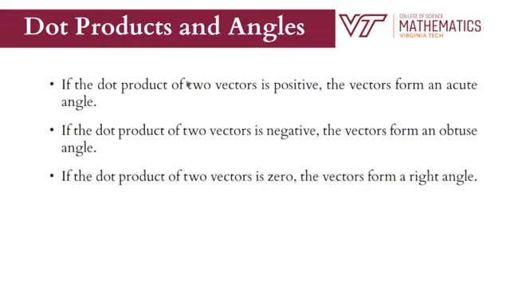If the dot product of two vectors is positive, the vectors form an acute angle. That is, if the dot product is positive, the angle is in quadrant 1. If the dot product of two vectors is negative, the vectors form an obtuse angle. And if the dot product is exactly 0, the vectors form a right angle. We know another function that does the same thing, the cosine function. It is positive in quadrant 1 and negative in quadrant 2.